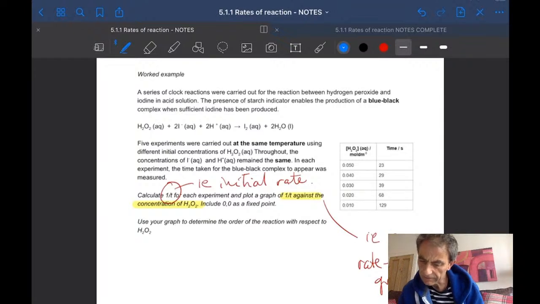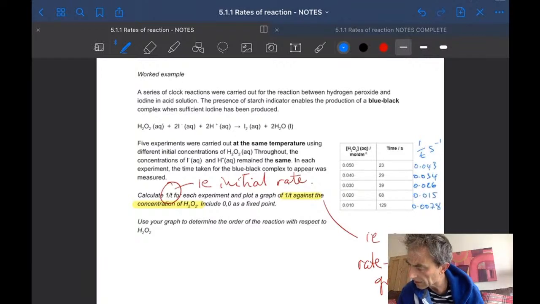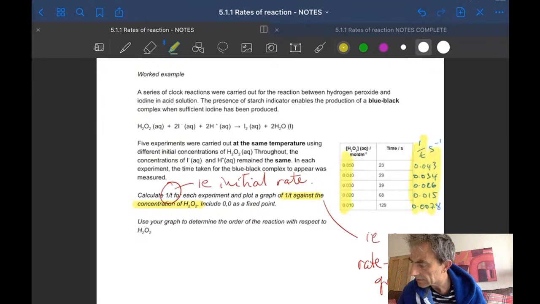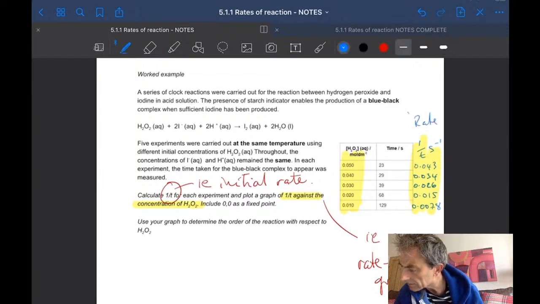If you're going to draw this graph, I got for my 1 over t, I'll just squeeze the values in here. I've got 0.043, 0.034. You may as well have these, I've already worked them out. 0.026, 0.015, 0.0078. Okay, and that's what I've plotted against that, and remember that is the rate. Okay, so it's a rate concentration graph.